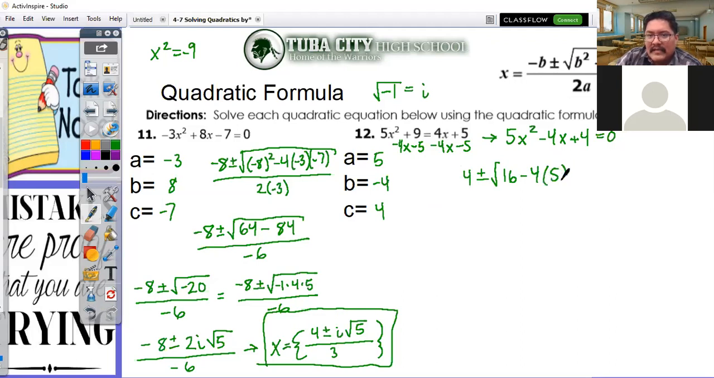-4 times A times C. If you want to do all of the steps, because you're afraid that you might make a mistake doing some of these in your head, then yeah, definitely go ahead.